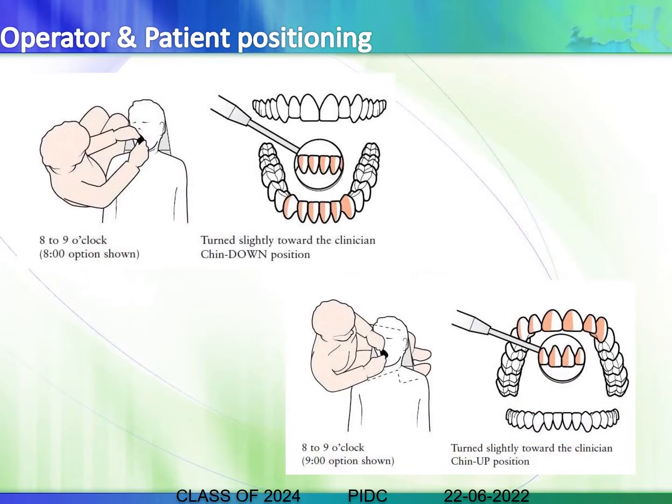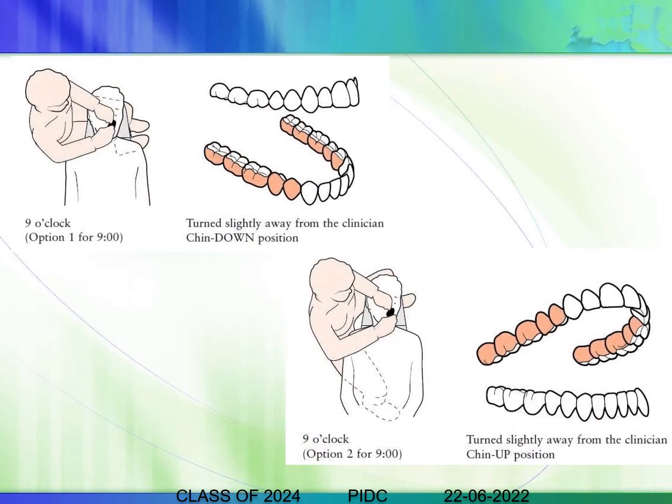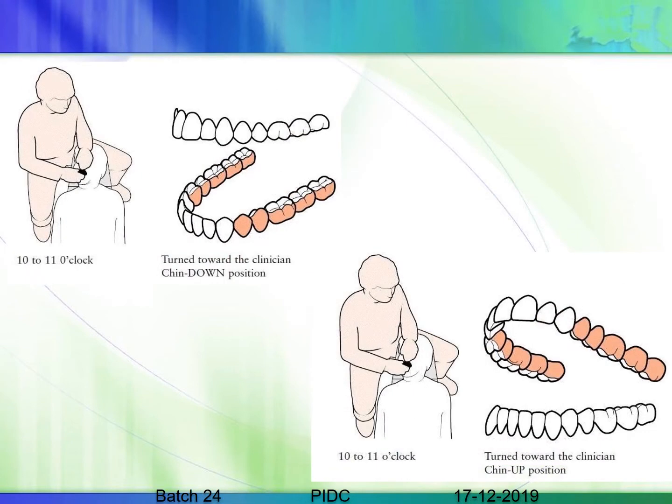Which we operate 8 to 9 o'clock, 12 o'clock. Again, 9 o'clock position for the areas away from the clinician with the chin down effect for the mandibular, and 10 to 11 o'clock position for the other areas.